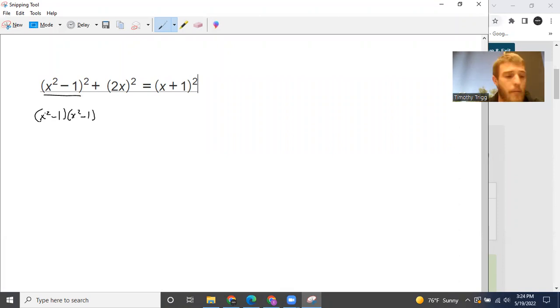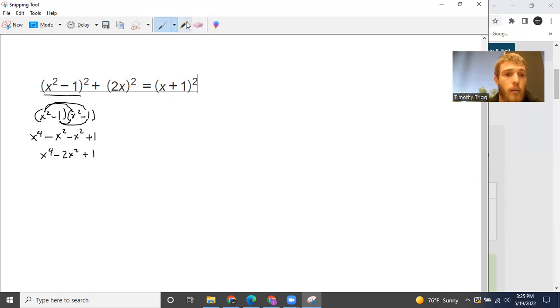You just FOIL this out, multiply it out. So x squared times x squared, that's x to the 4th. x squared times minus 1 is minus x squared. Negative 1 times x squared is negative x squared again. Negative 1 times negative 1 is positive 1. We can combine these negative x squareds together. So that's going to give us x to the 4th minus 2x squared plus 1. Once again, I hope you're writing all this down.